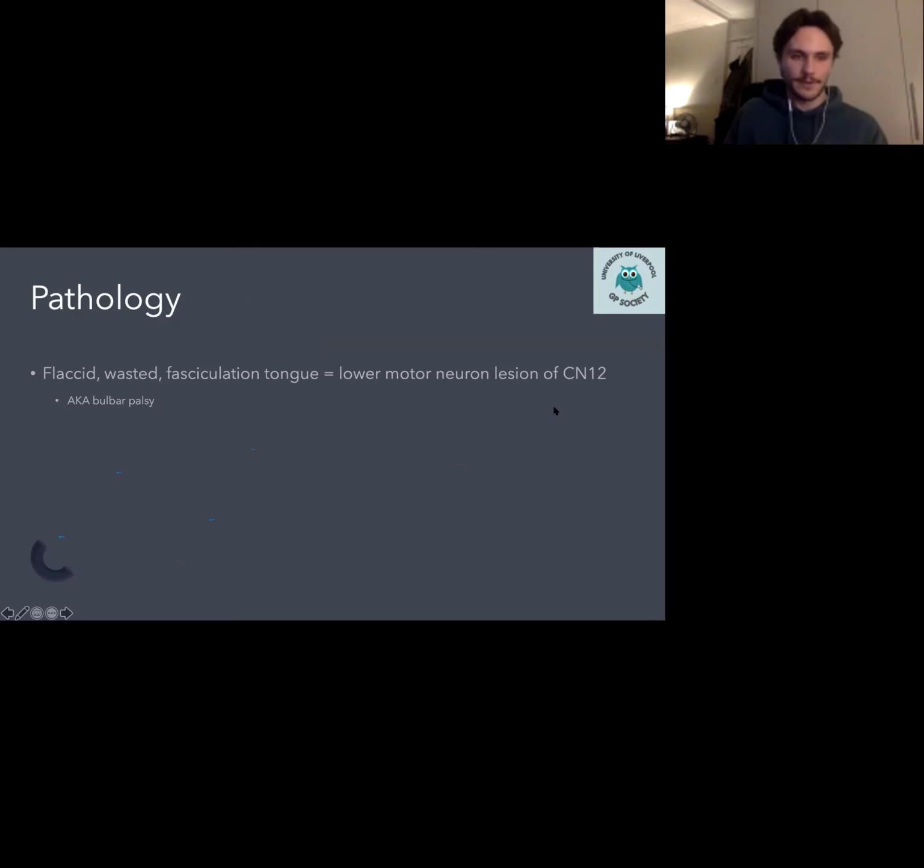A few more things to note. If the tongue's flaccid, wasted, if it's fasciculating, this is a lower motor neuron lesion. The principles are the same as in skeletal muscle, limb muscles. And this is a lesion of the 12th nerve. This situation, the lower motor neuron lesion of the 12th nerve, is also known as bulbar palsy.